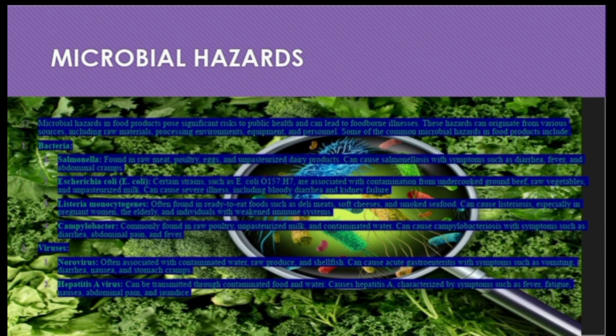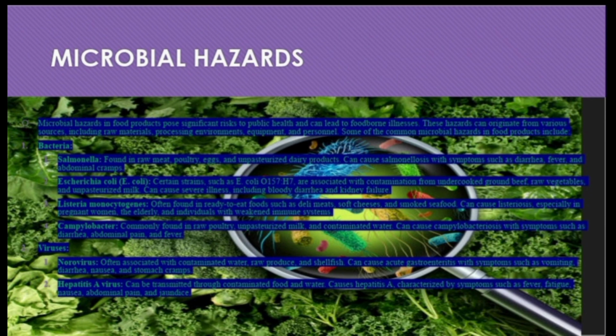Next, E. coli. Certain strains such as E. coli O157:H7 are associated with contamination from uncooked ground beef, raw vegetables, and unpasteurized milk, and can cause severe illness, including bloody diarrhea and kidney failure.